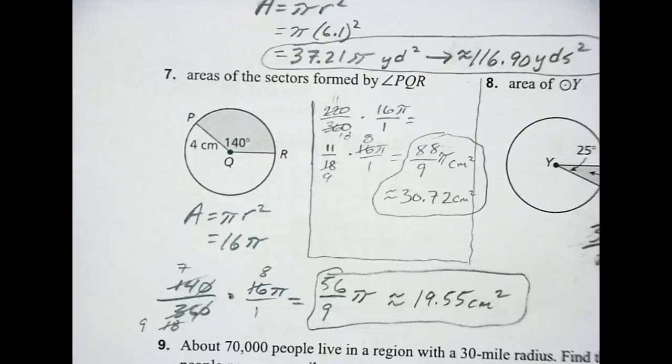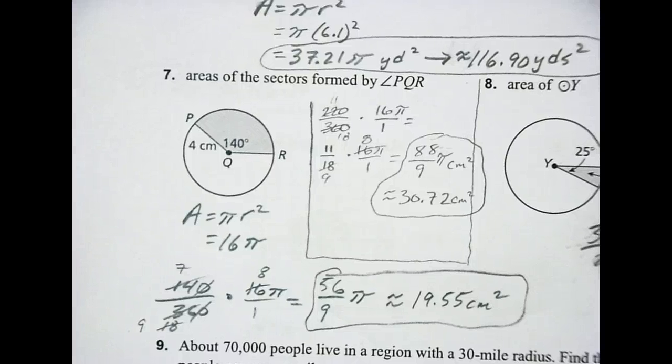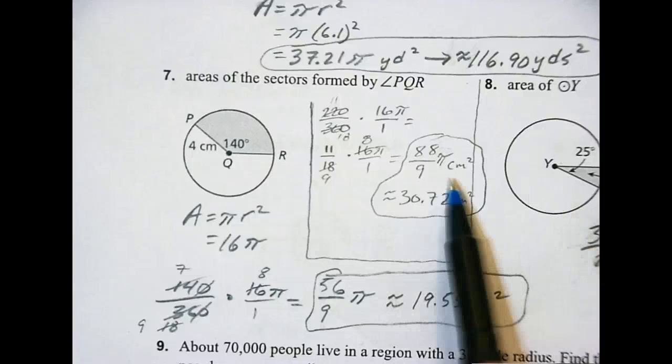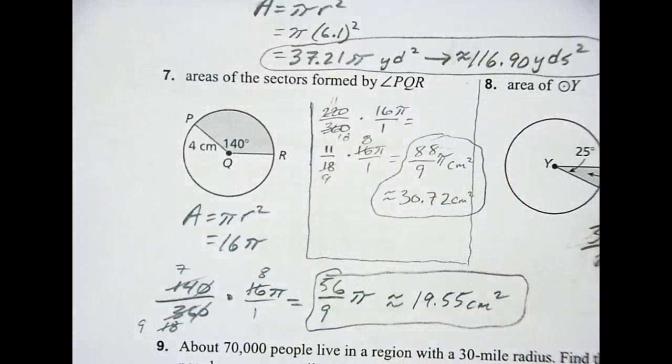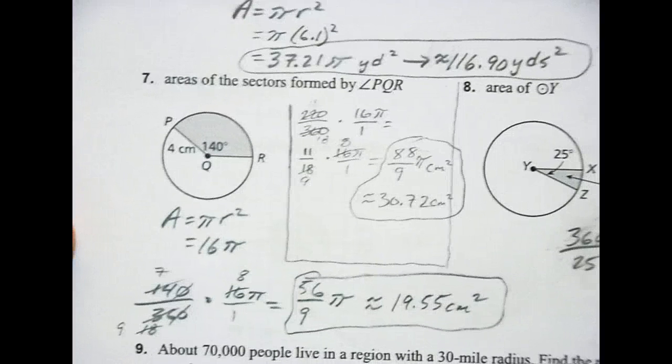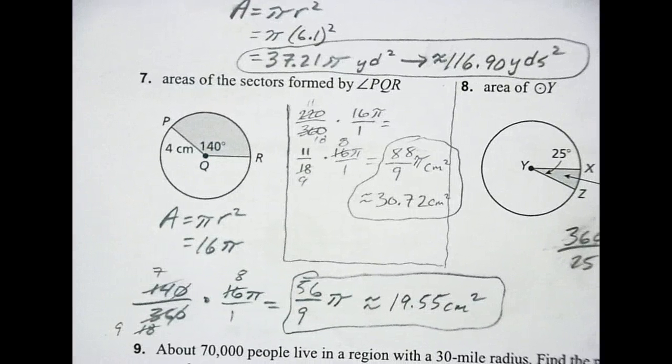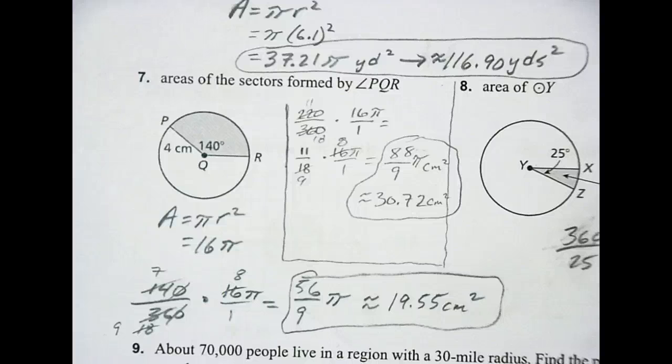Yeah? So on problems like this, do you want us to leave it in the pi form, like you said, 16 pi, and also solve it, so leave both answers? I want both answers right now, yeah. In terms of pi and to the nearest 100th. Eventually, I'll just let you go to the nearest 100th. Right now, I'm trying to get you used to working with them. Any other questions on that one?